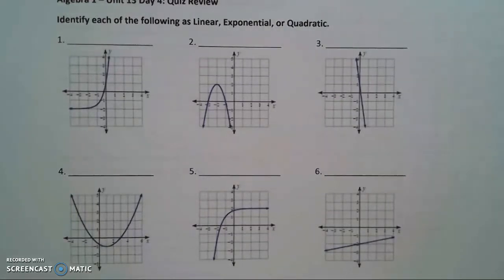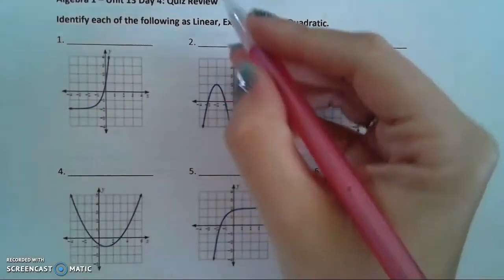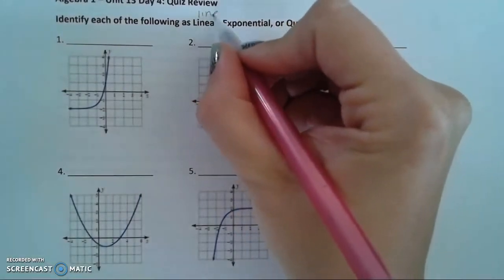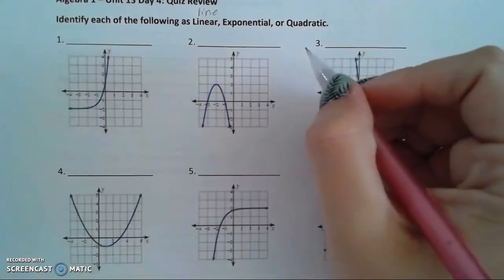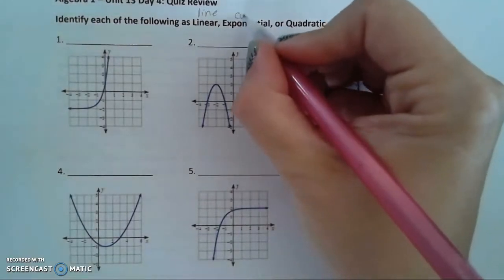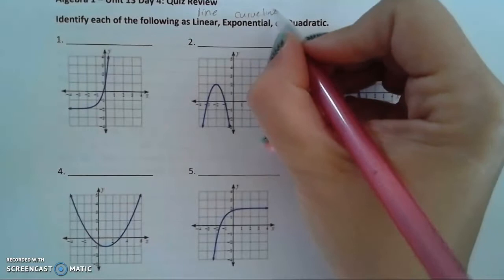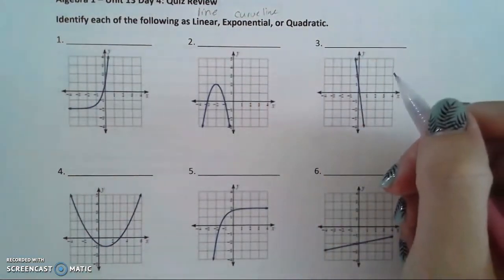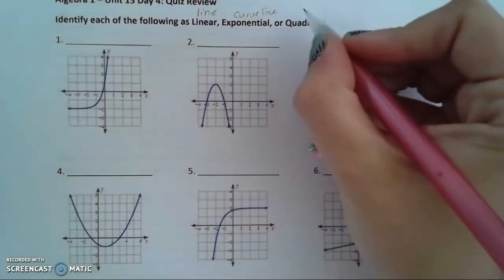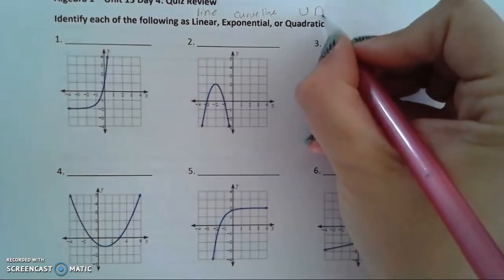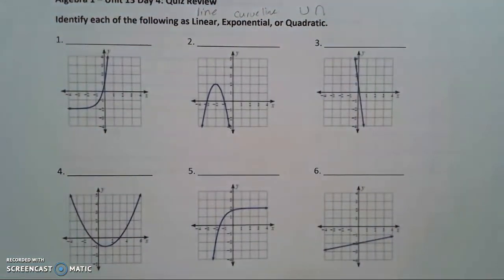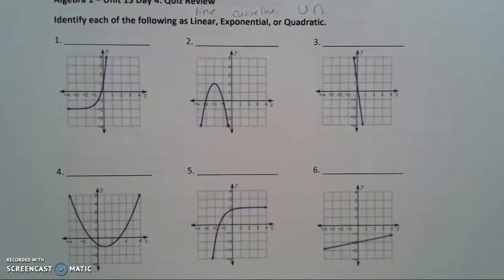Let's just remind ourselves, a linear function is going to be a straight line. An exponential function is going to be a curved line, so a line that has a bend in it. And a quadratic is a U, either opening up or opening down, which is called a parabola. All right, so that's what we're really looking for.